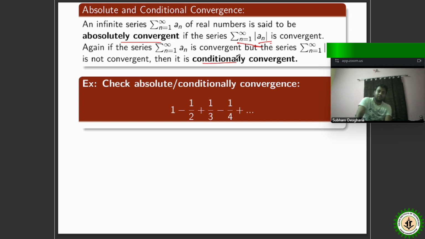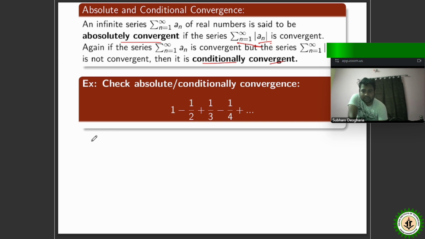Now again we are repeating the same definition. An infinite series summation a_n of real numbers is said to be absolutely convergent if the series summation from n equals 1 to infinity of mod a_n is convergent. Again, if the series a_n is convergent but the series mod a_n is not convergent, then it is conditionally convergent.